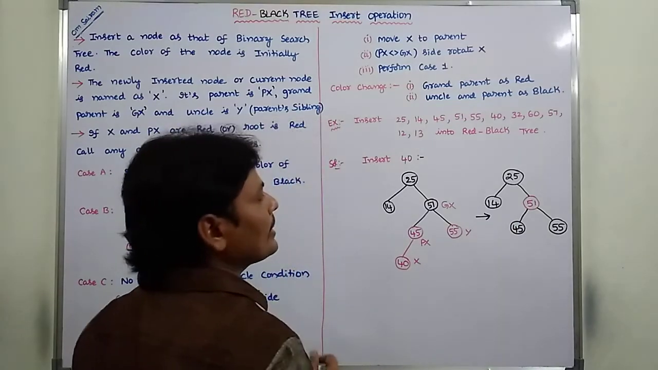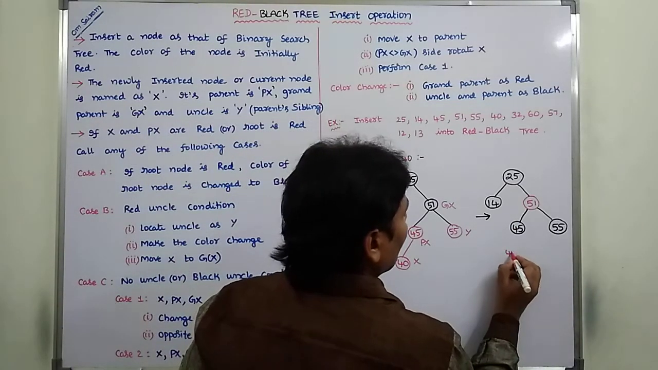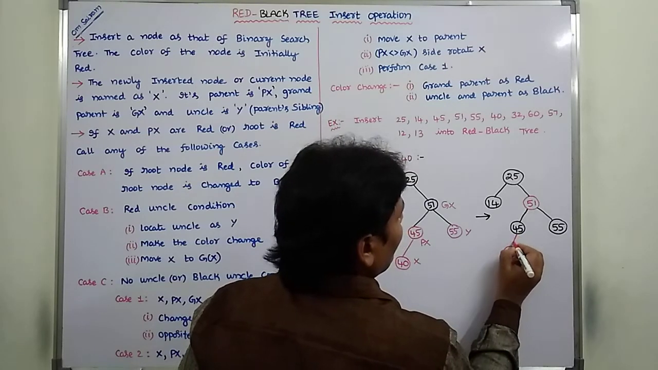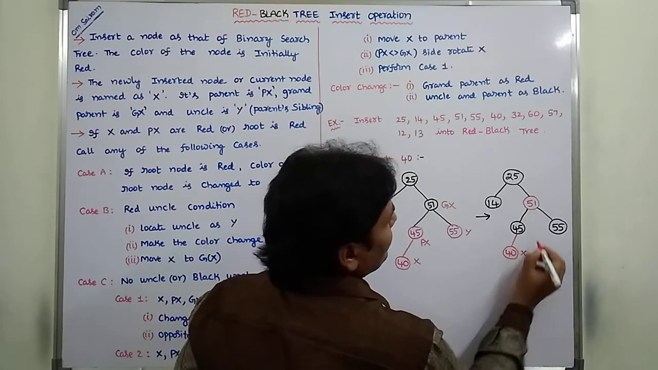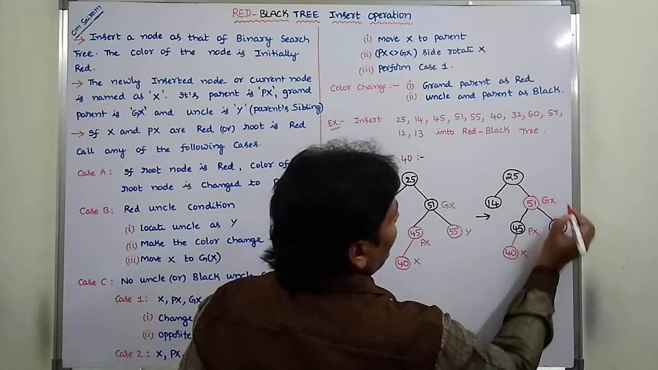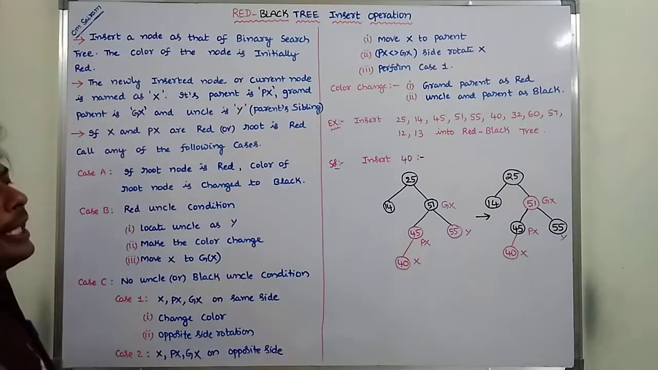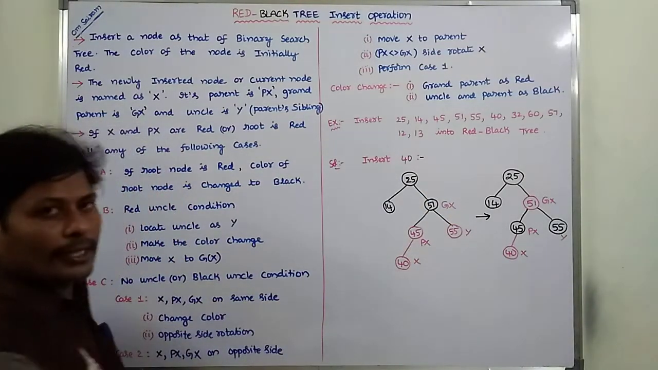And 40 is a red color. Okay. So now this is x, this is px, this is gx, and its uncle is y. Okay. Now is it a red black tree or not?